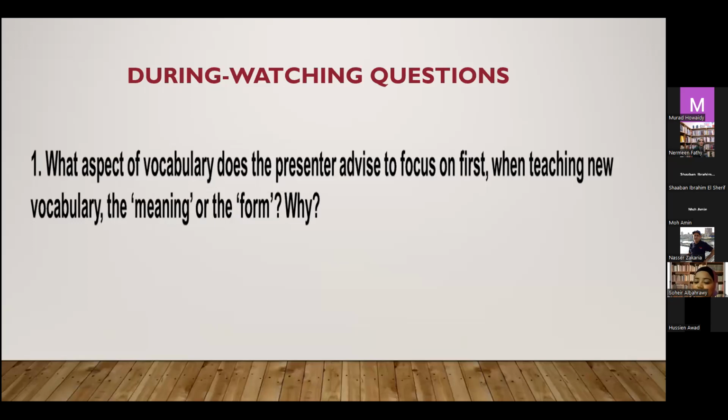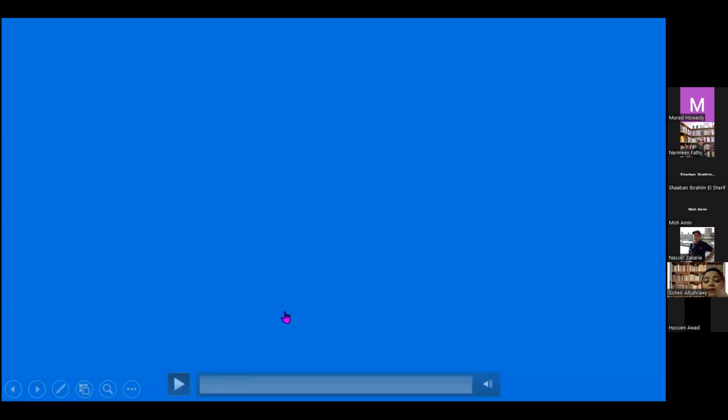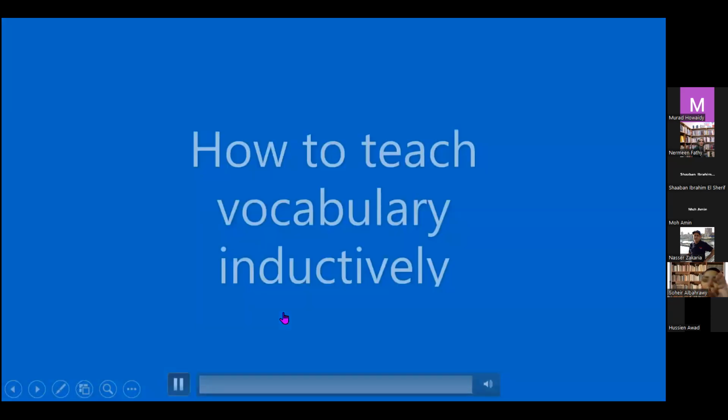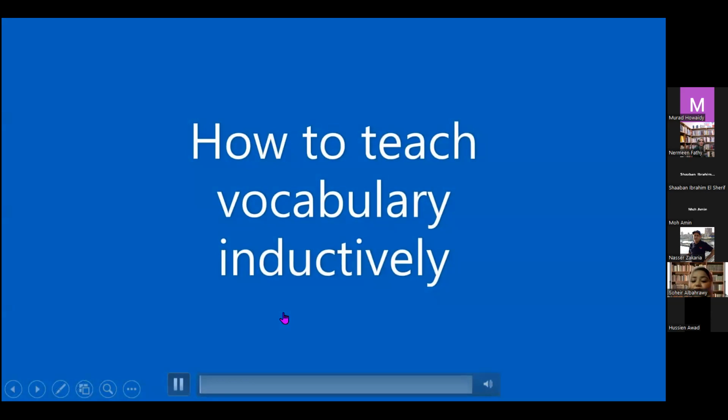And why? So while watching the video, you will need to identify which aspect you need to focus on first, or introduce first, meaning or form? Just watch the video and then decide according to the video or according to the inductive. Answer according to the video. You have to watch the video first. Okay? How to teach vocabulary.